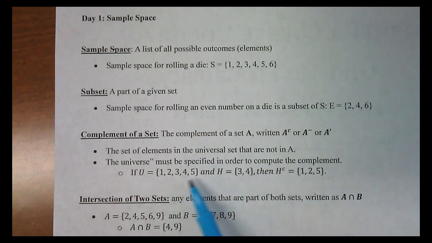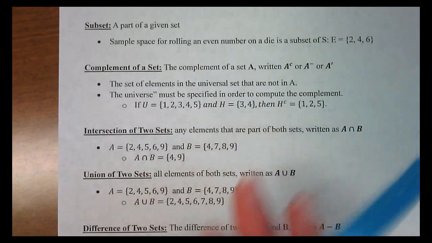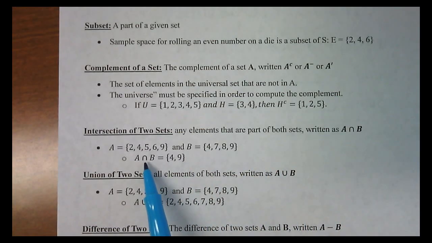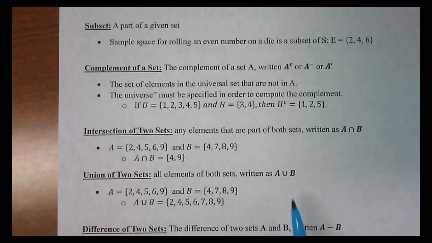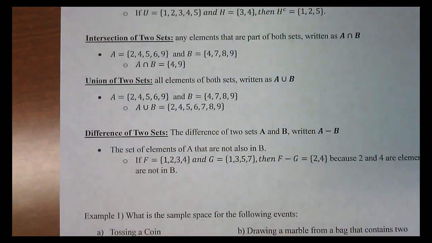So if this was our universal set and this is H, then everything that's not in H is in the complement. Okay, intersection is where they overlap. We talked about this symbol before for intersection. Union is what they have when you put them all together, and you use a U for that. The difference is when we're subtracting. We've done that before as well.